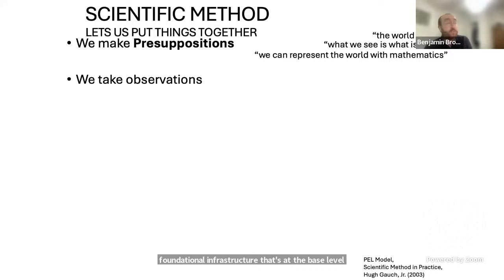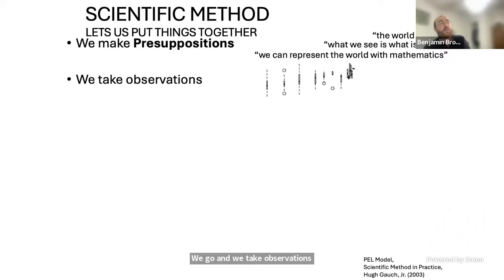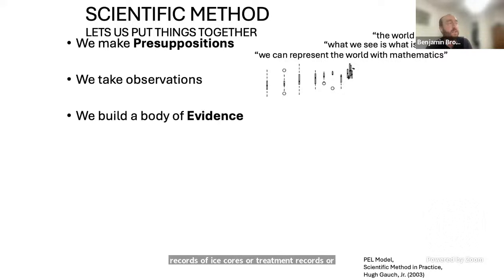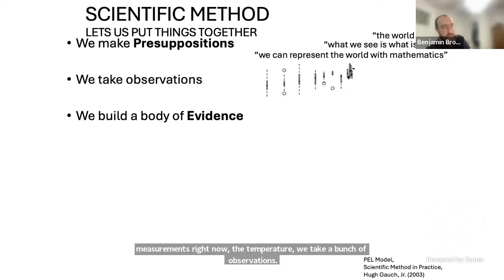We go and we take observations of the past, proxy records of ice cores or tree ring records or measurements right now of the temperature. We take a bunch of observations. We build this body of evidence, which is the second big piece.